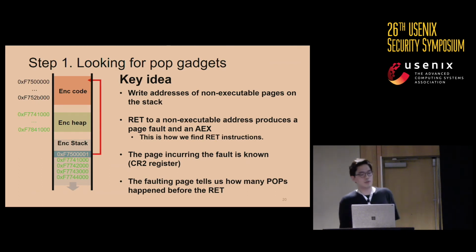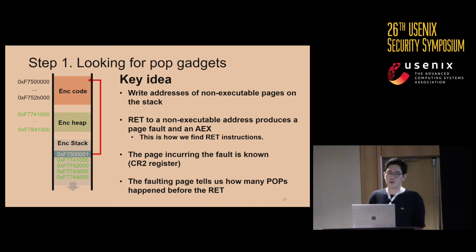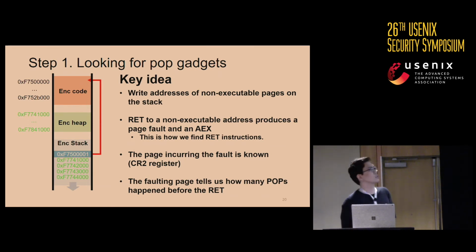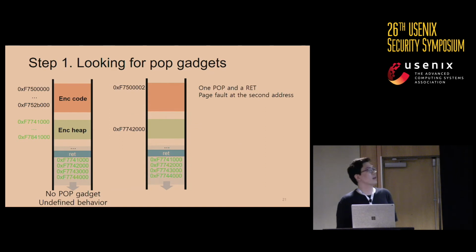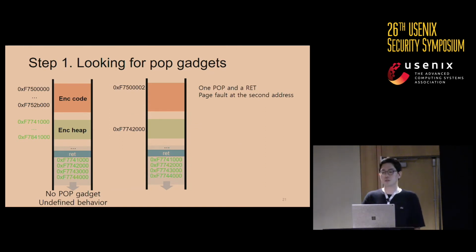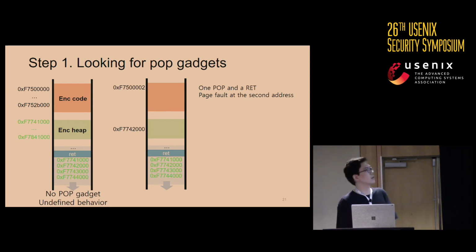Let's take one example. Let's assume that the probing address does not contain any pop instruction. Then we can know the program behavior. For example, we raise a segmentation fault at the enclave code section, or the program just hangs. However, if the probing address contains one or more pop instructions, it will raise a segmentation fault at one of the page-aligned addresses that we pushed onto the stack.